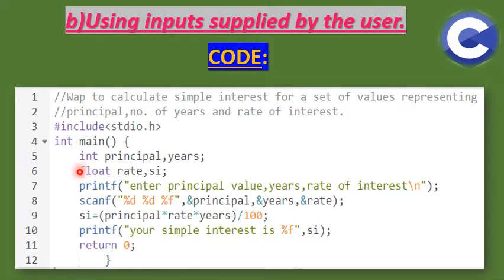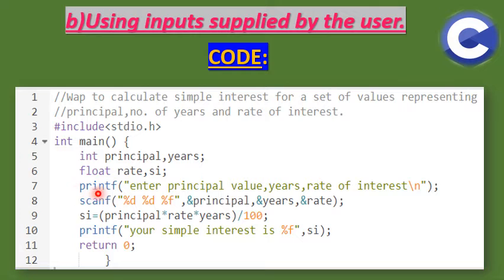So why did I use int and float? Because I know that the values of my principal and years variables, whatever values I assign to them or the user inputs, will be of integer data type. Here the rate and simple interest can be real values. That's why the float data type.